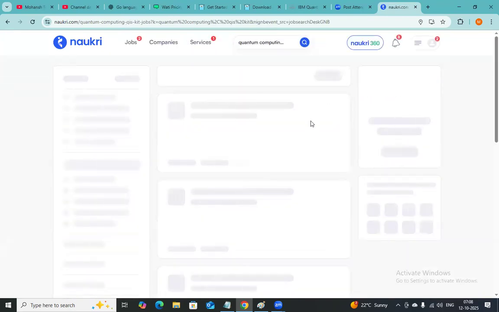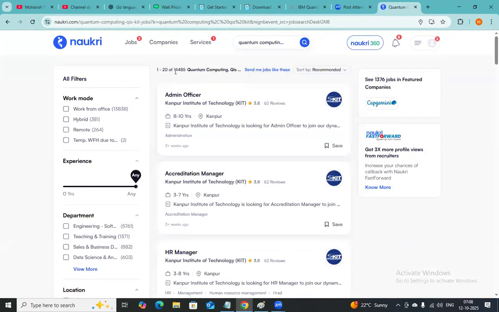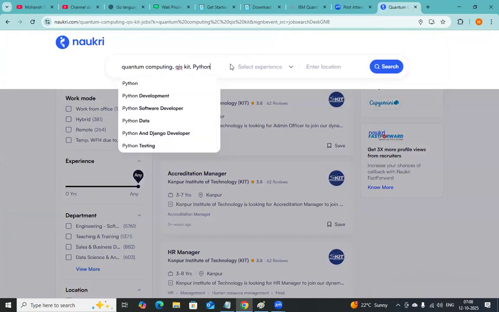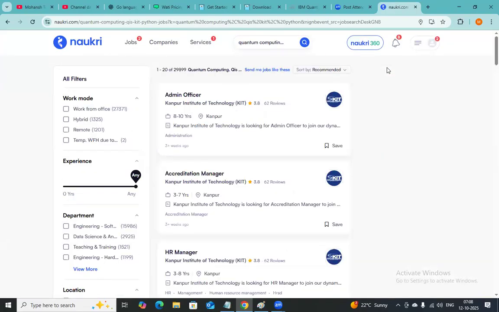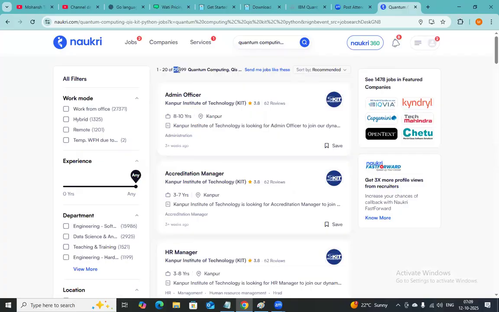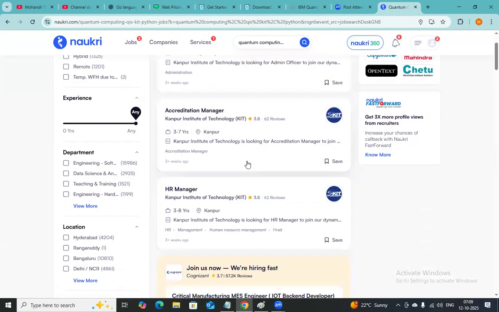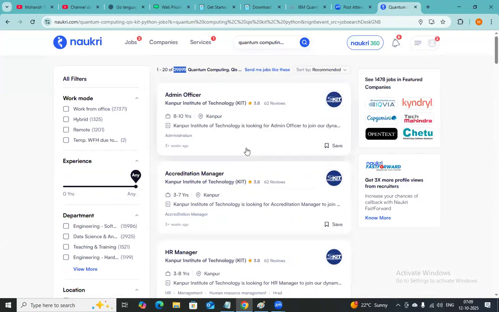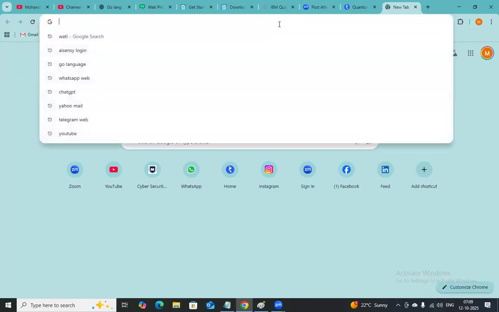Okay, so 14,485. Let me have the Python also. If I insert Python developer, Qiskit, Python, you will be finding 29,000. See, knowledge is when you are providing different knowledge here: quantum computing, Qiskit, and Python, you will be having a huge number of job openings.